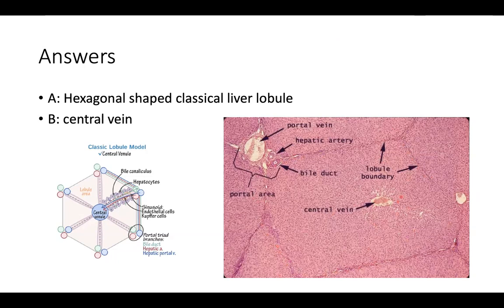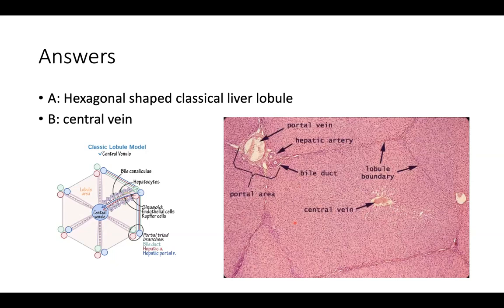Now, what about this arrow that was pointing right in the middle? Well, that is the central vein. So each hepatic lobule has a structure in the center that you can see here. It's called the central venule or the central vein, and towards the edges of the hepatic lobule, you have the portal triad. The portal triad or the portal area is basically a branch of the portal vein, a branch of the hepatic artery, and one branch of the bile duct. Each portal triad supplies each liver lobule.